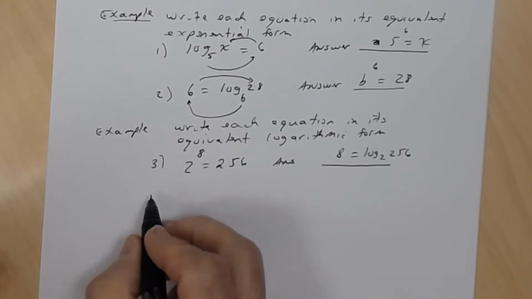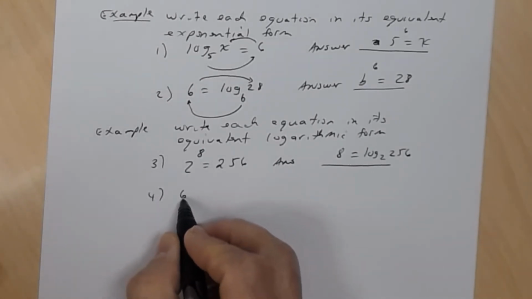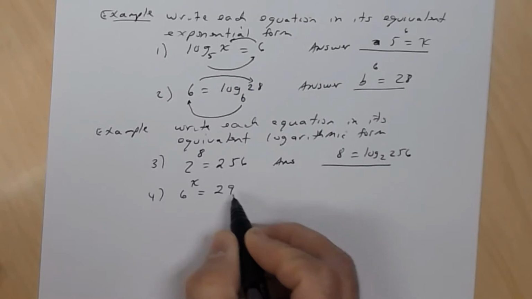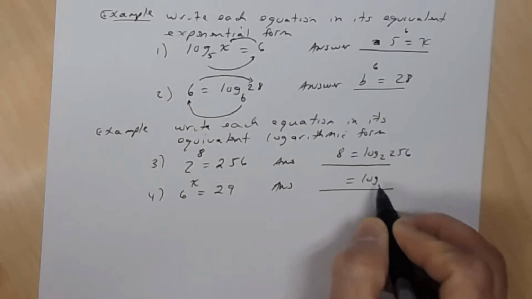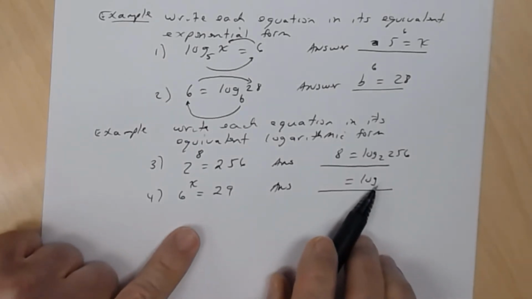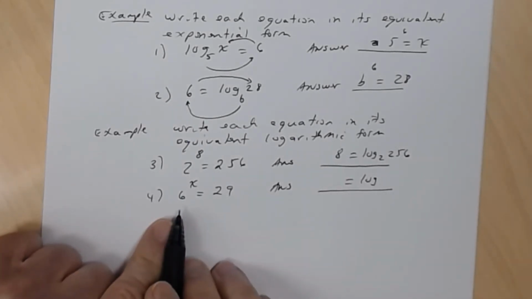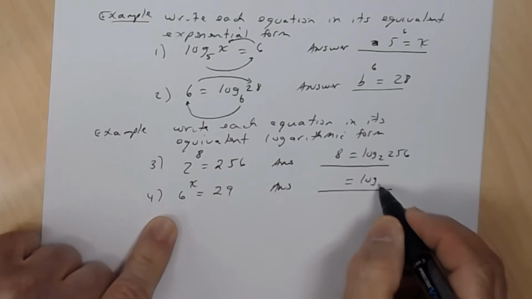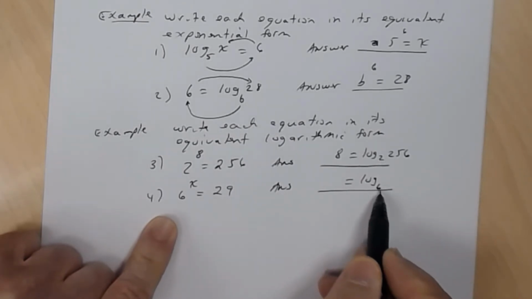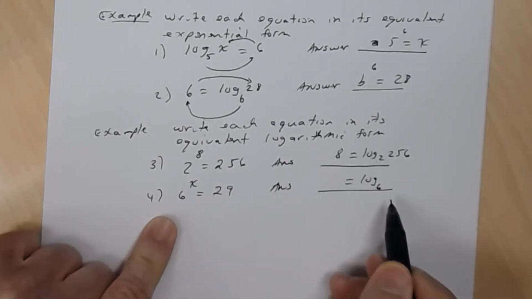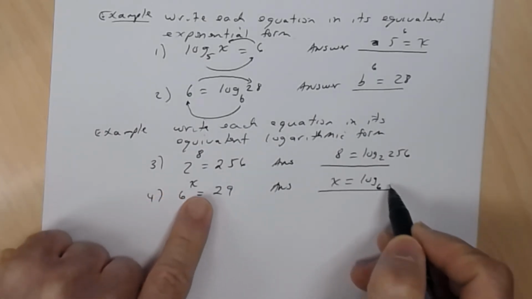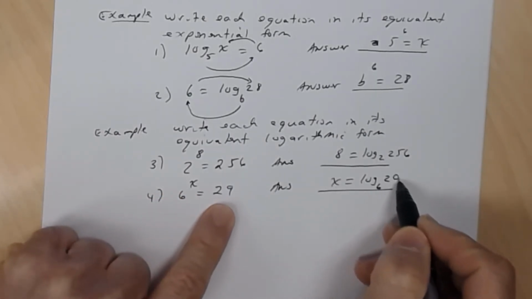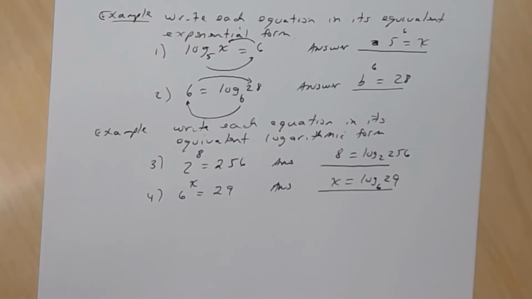Number 4, you have 6 to the x equals 29. All right, no big deal. We can handle that. I say equals log. Always do that first. A log equation has to have a base. The base here is this base, so I'm going to write it as a subscript. Just like our arrows, 6 to the x is equal to 29, so 29 is my argument, okay?